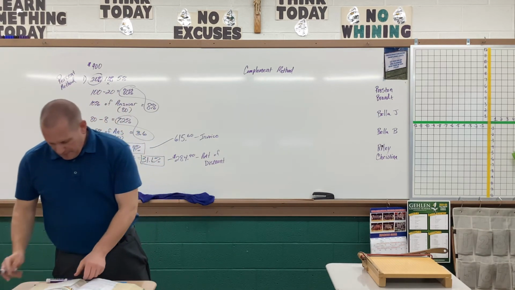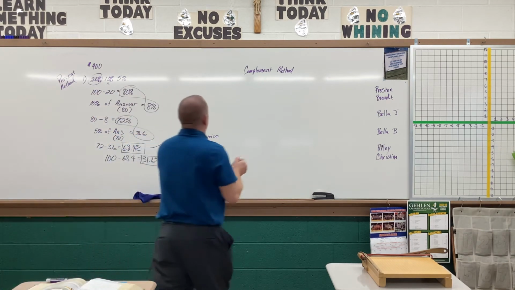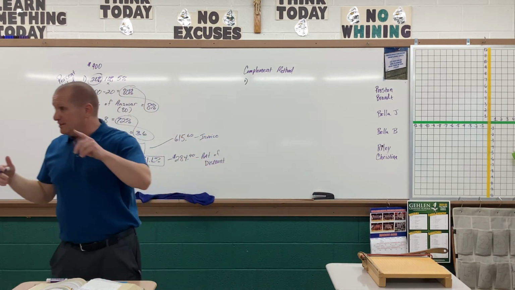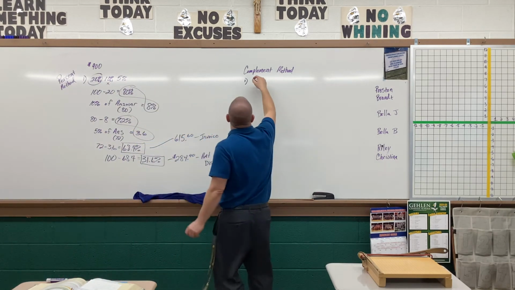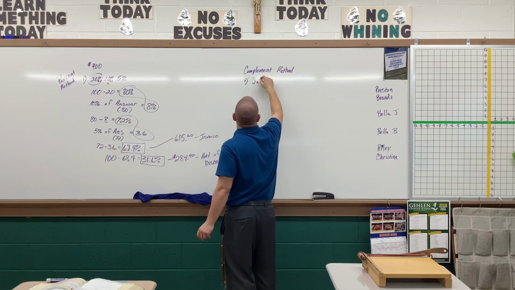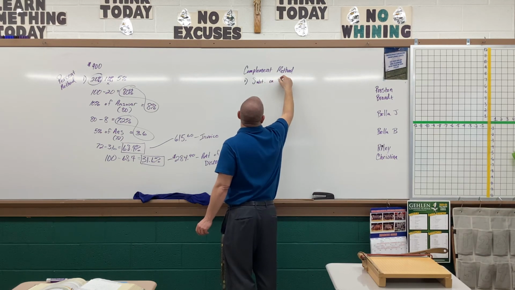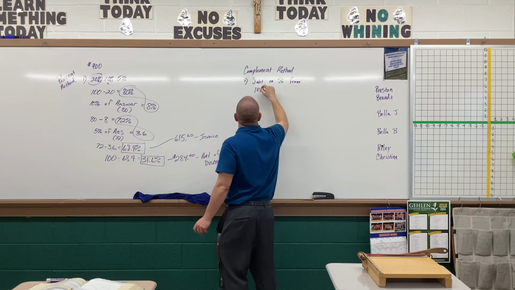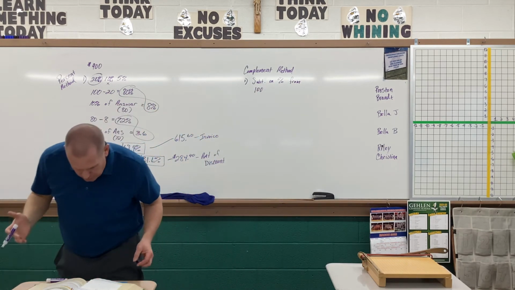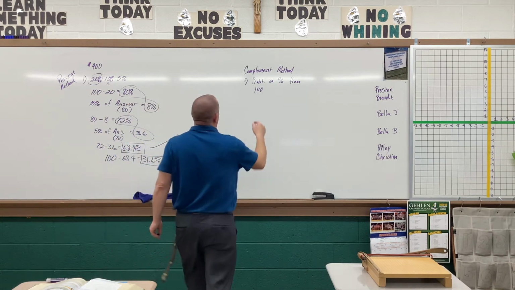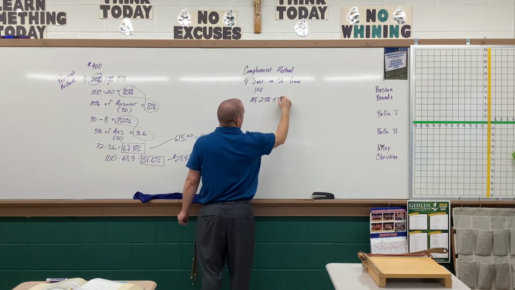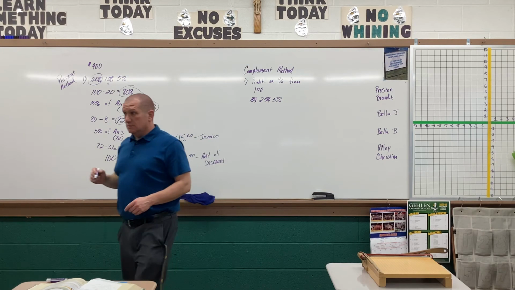Okay? So, in a complement method, this is what you're going to do. Number one, you're going to take each of the percentages in your discount, so subtract each percent from 100. If we go to letter E, my series was 10, 25, and 5%. The list price is 1280.